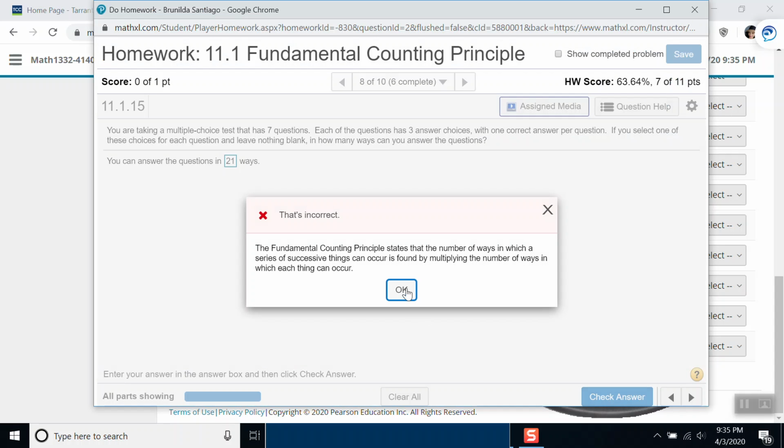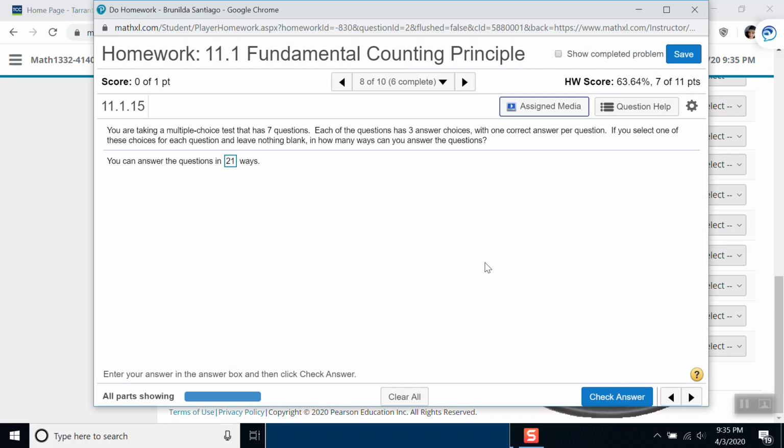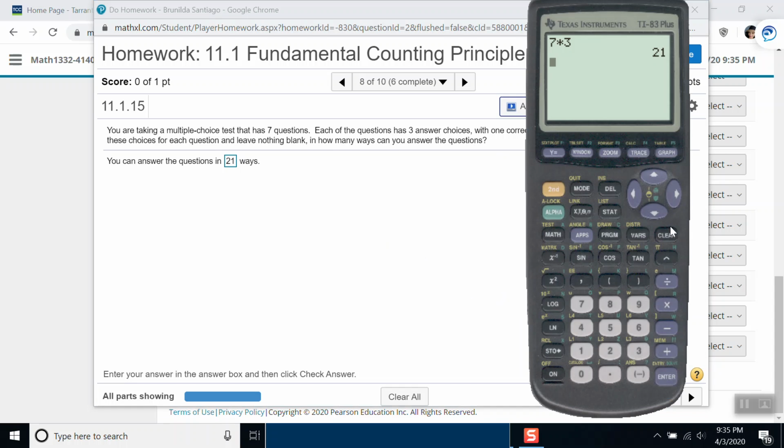Wait, I felt that I did something wrong here. Each one of them, there's 7 questions. Each one of them has 3 choices. So what I put the 21 in there is, I had a feeling I did something wrong. Each one of the questions has 21 choices.